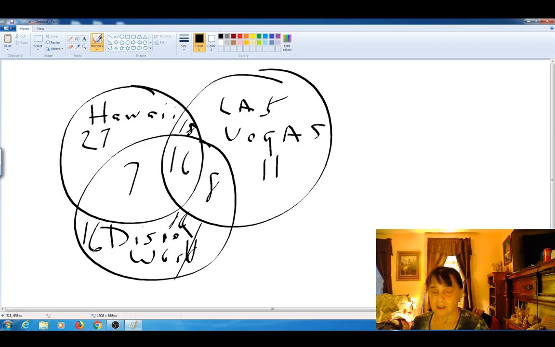Okay, 16. Now, how many didn't travel to any of these places? There's 125 people surveyed. So 27 plus 18 plus 11 plus 7 plus 16 plus 8 plus 16 is 103. 125 minus 103 is 22. So 22 didn't travel to any of those places.